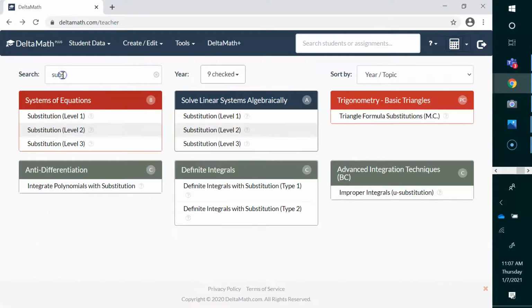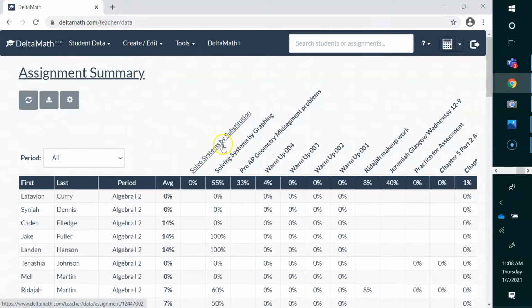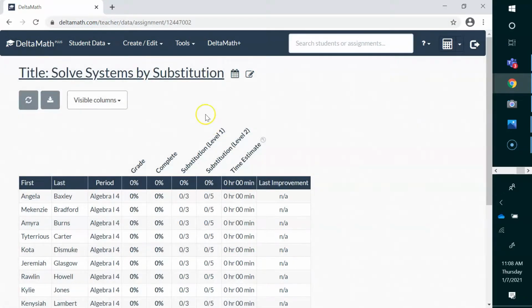Okay? So I want you to have some paper out, go to Delta Math, do that assignment. Your assignment says solve systems by substitution. And you need to do 3 level 1 problems and 5 level 2 problems. That's your Thursday work. Okay? That's your Thursday work.